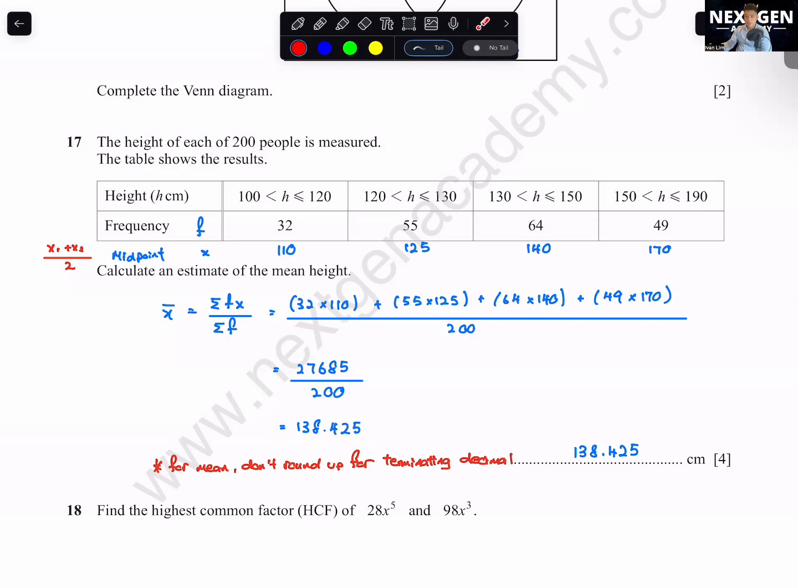Sometimes there is a recurring answer, then this one doesn't apply. If 3.33 recurring, then you write 3.33 recurring, then you follow the instruction. The statement here only applies for terminating decimal. If your answer is an irrational number, then you go and round it up to 3 significant figures. Only for this one here.